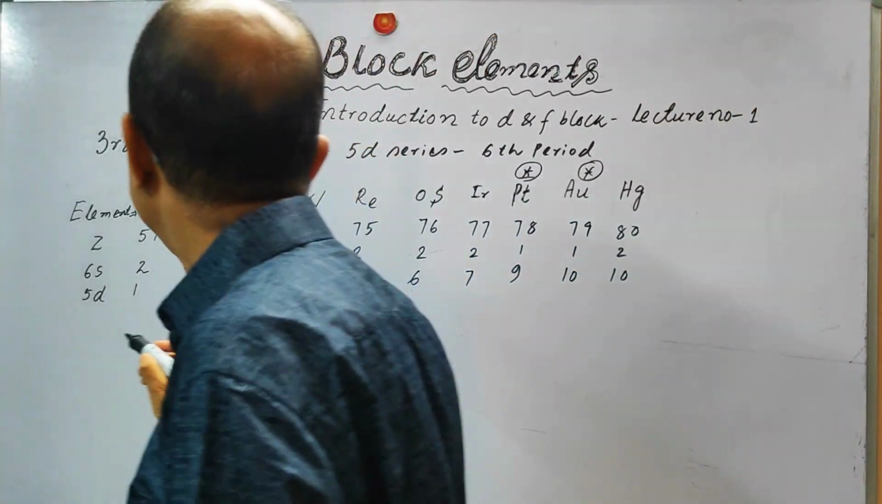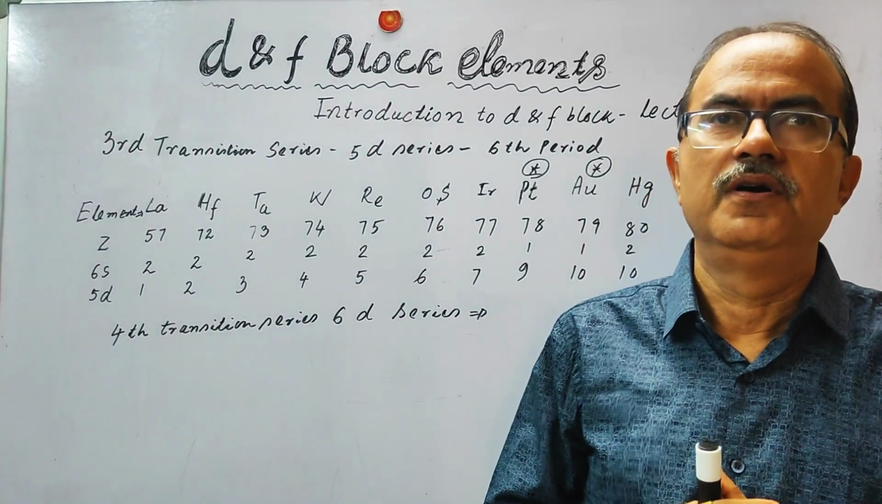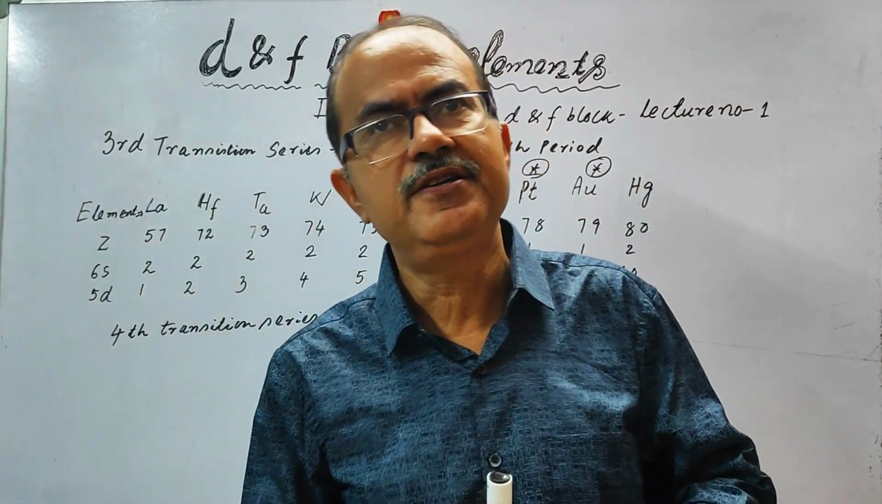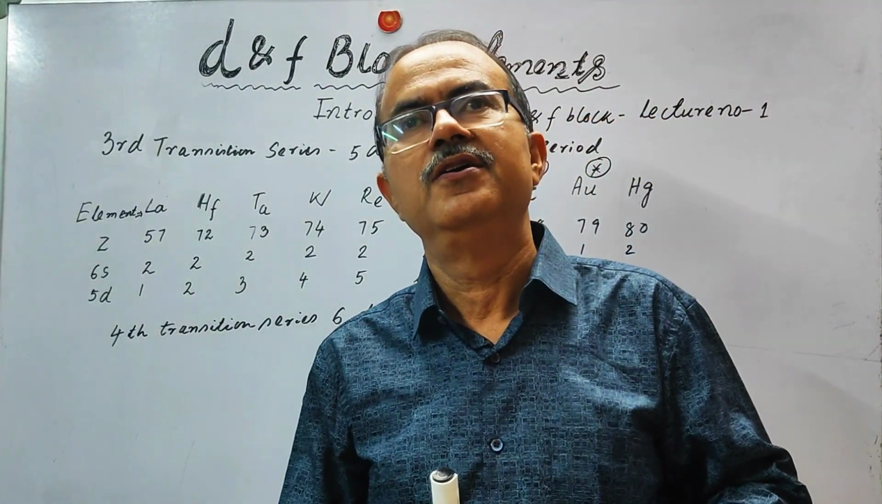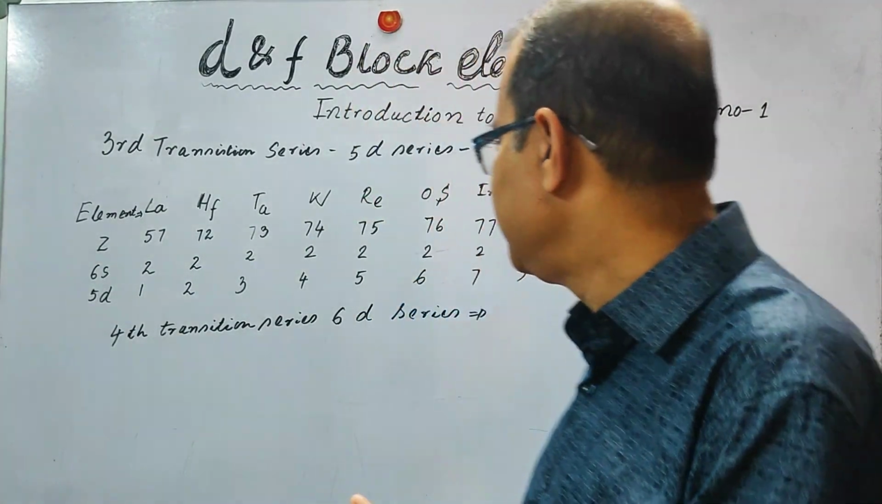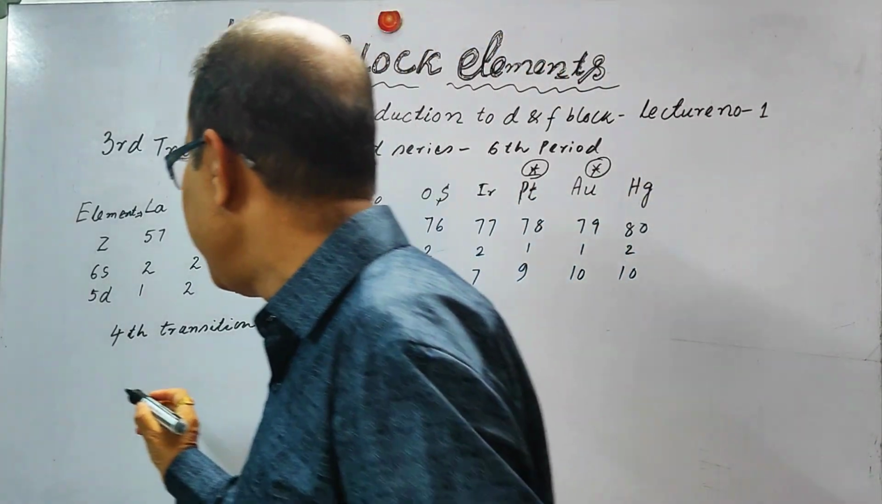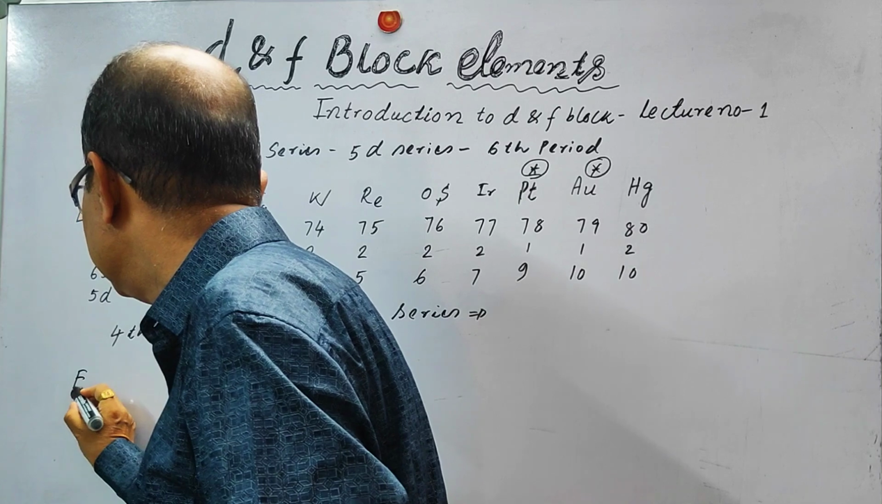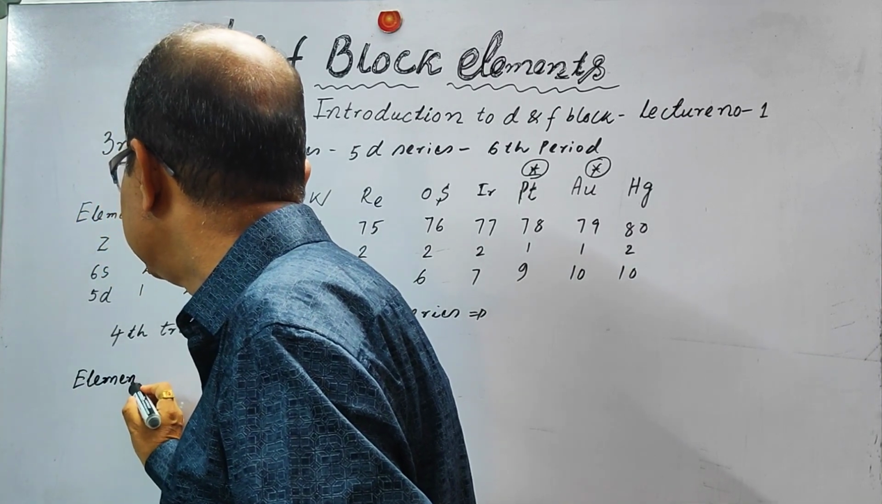Okay, now that is the third series, that is the first series, second series, and third series. That is the first series, the 3d series, second series, the 4d series, and third is the 5d. Now we are going to discuss the 6d transition elements. In this case, we will have these elements like this.